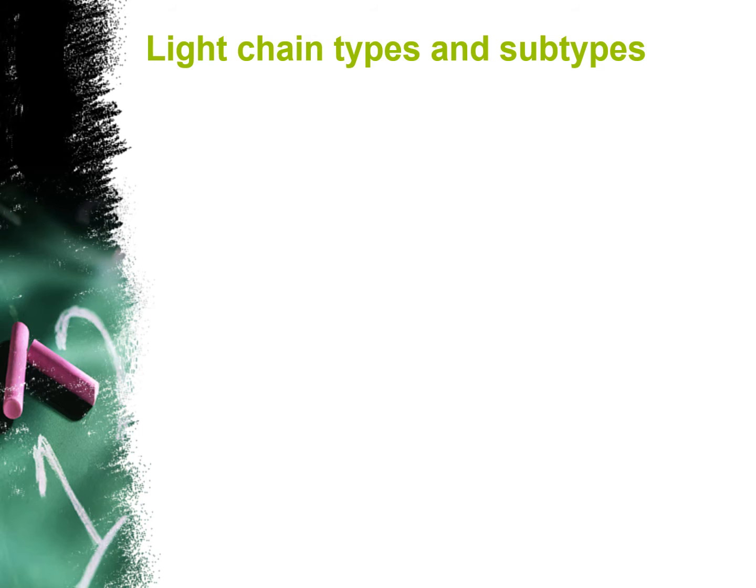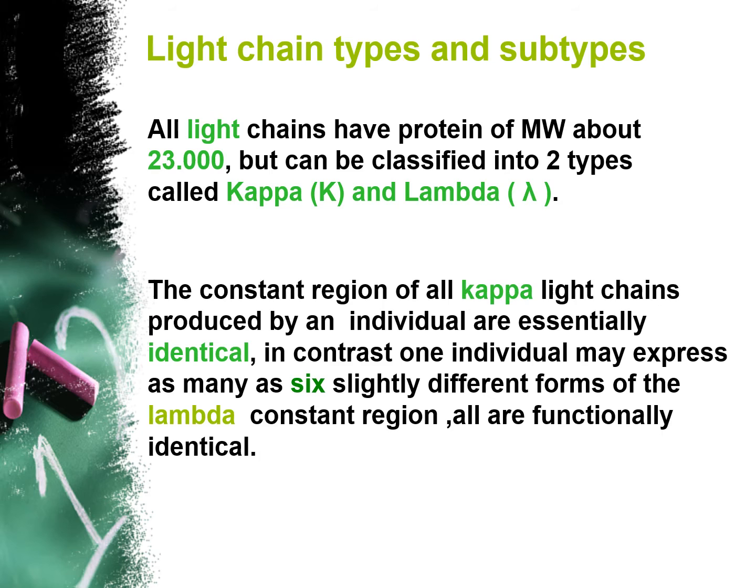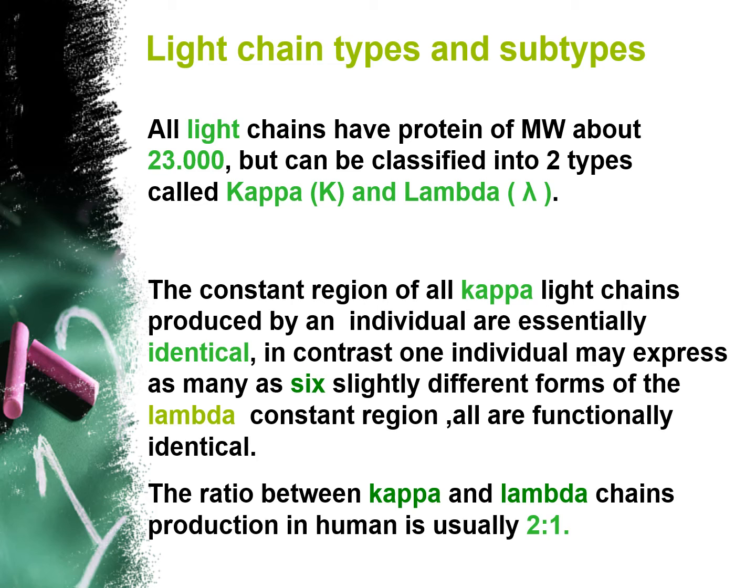Light chain types and subtypes. All light chains have a protein of molecular weight about 23,000 but can be classified into two types called kappa and lambda. The constant region of all kappa light chains produced by an individual are essentially identical. In contrast, one individual may express as many as 6 slightly different forms of lambda constant region. All are functionally identical. The ratio between kappa and lambda chain production in a human is usually 2:1.